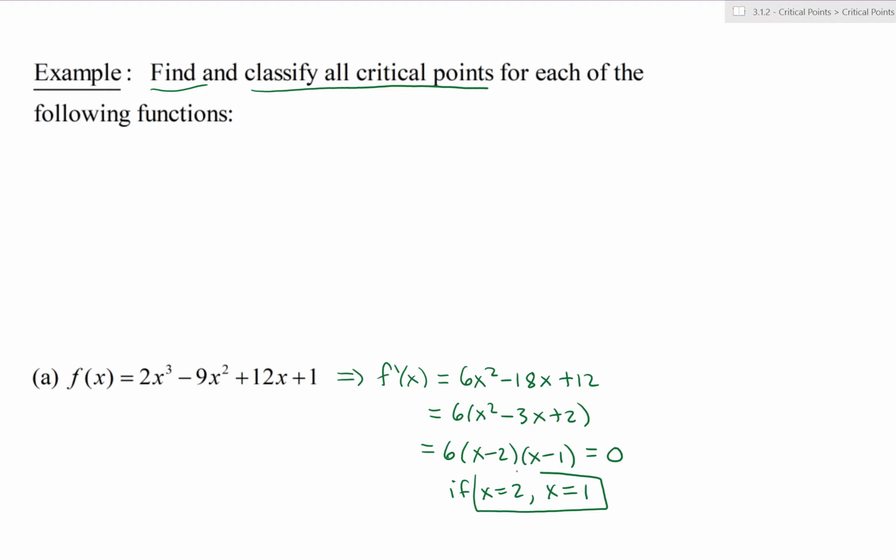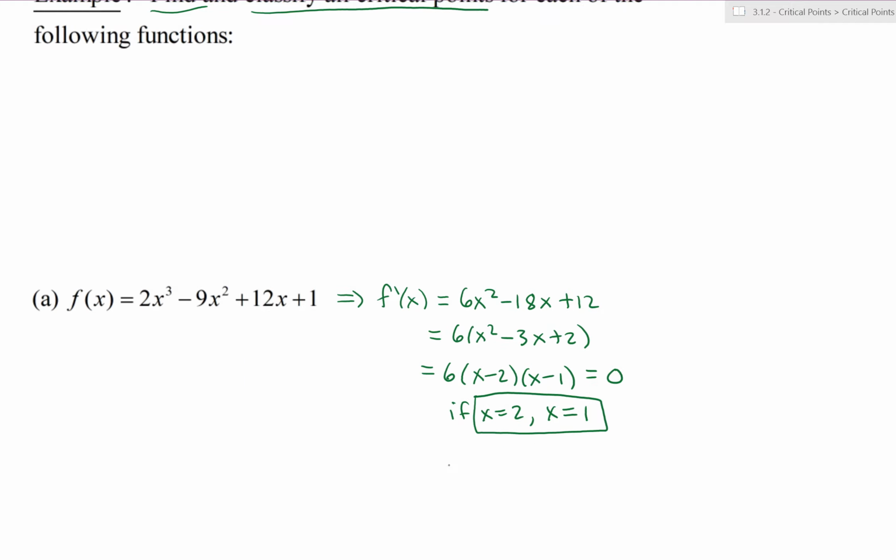And thus, both of these values right here, these locations, both are critical points of type 1 because the function is defined at these locations, and moreover, the derivative is equal to 0 at these locations.